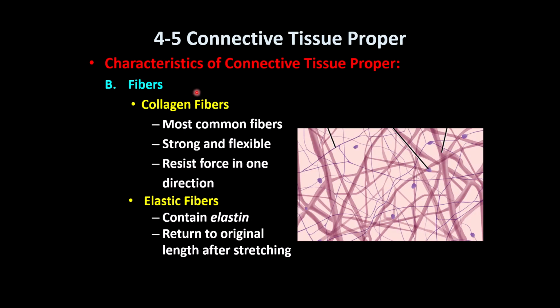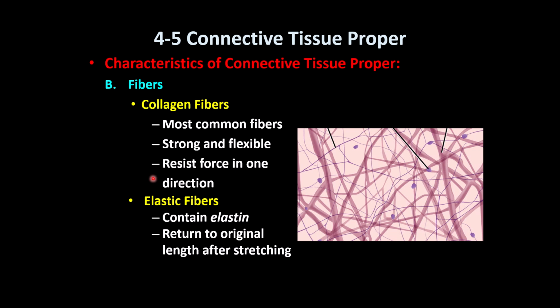So the second characteristic of the connective tissue is the fibers, and we are talking about connective tissue proper. Connective tissue proper has three different types of fibers. The first one is called collagen fibers. If you see that in this image, these are the pinkish color. They are very thick, strong, and flexible, and they resist forces in one direction.